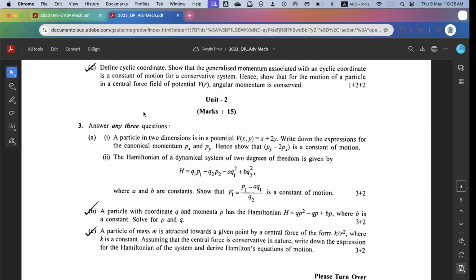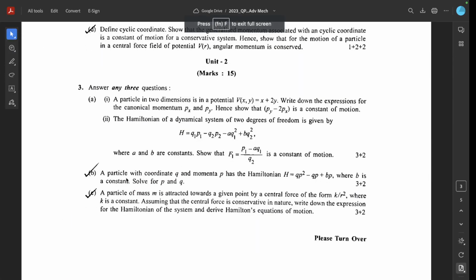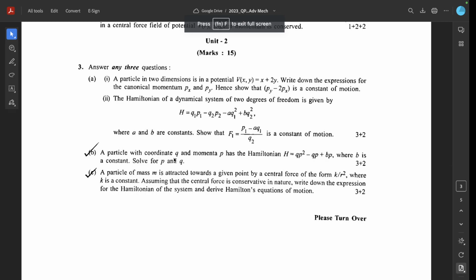Next question, question 3b. A particle with coordinate q and momentum p has the Hamiltonian H equal to q p square minus q p plus b p, where b is a constant. Solve for p and q.